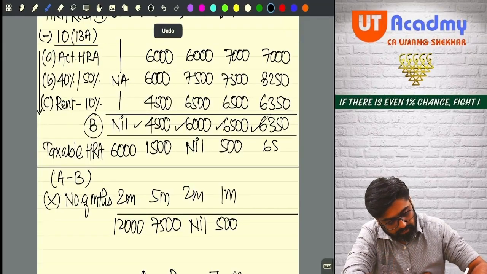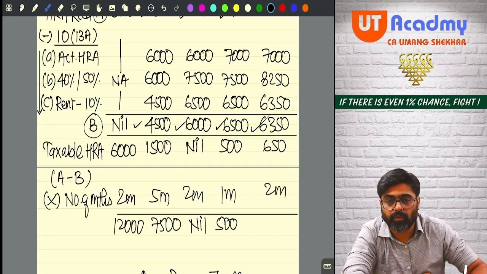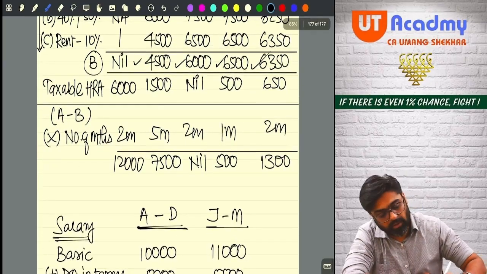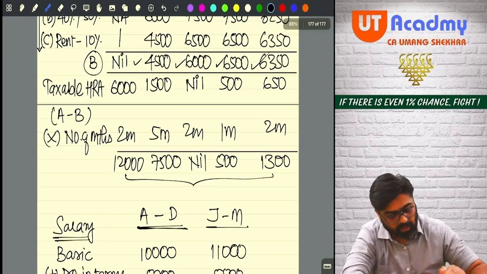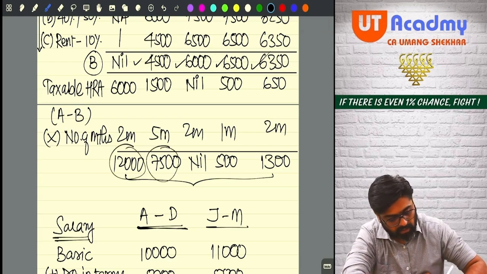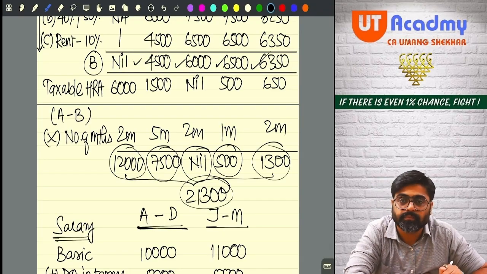650 will be taxable. And this will be taxable for how many months, friends? 2 months. February and March. So 1,300 will be taxable over here. Did you calculate the taxable HRA for all the months? Now can you add all of them? You will get 21,300. Please check. This is my taxable HRA.